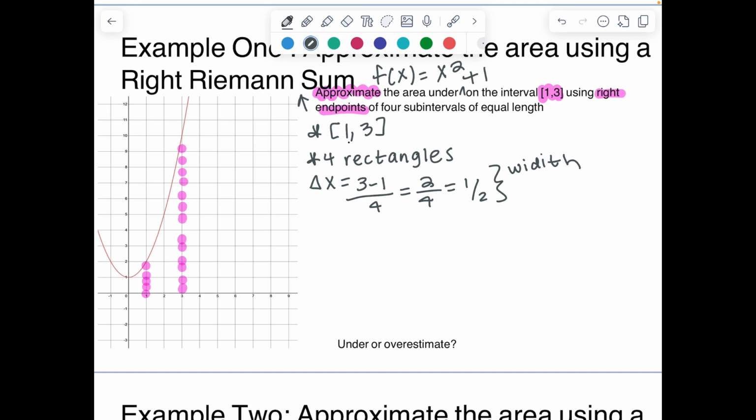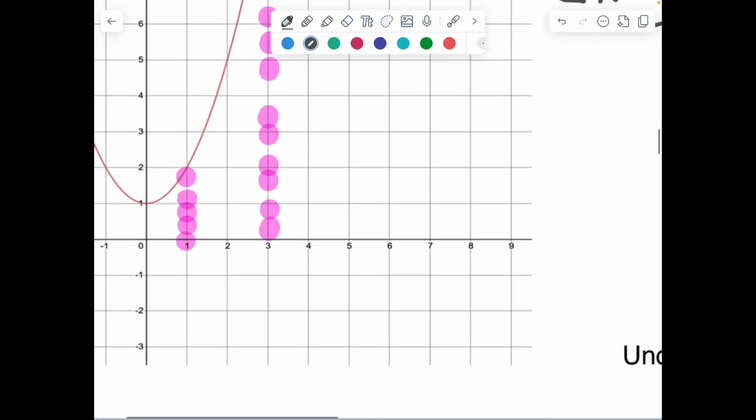Then it says it wants this to be a right Riemann sum, using right endpoints. What that means is, of the 2 endpoints, 1 and 3, 3 is the right endpoint, so we're going to start there. I'm going to go ahead and draw my picture. I'm going to draw 4 rectangles starting at 3, and each rectangle is going to have a width of 1/2. So I'm going to start down here and break these up.